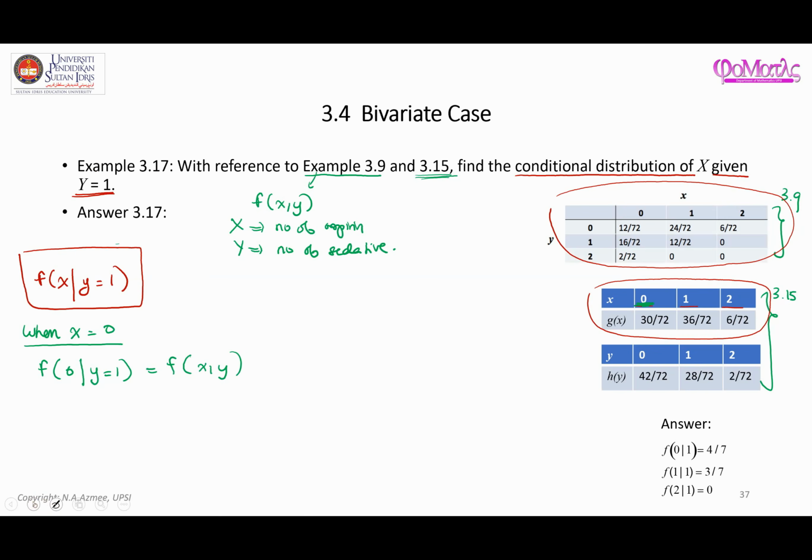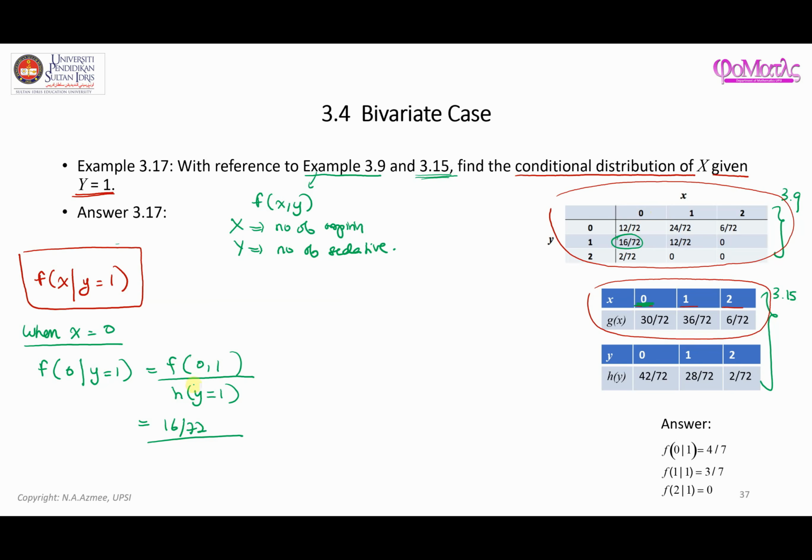So what we have is that xy is the combination of x and y. I'm just going to write down the combination straight away. So the combination is 0 and 1. And at the bottom part here is the result when we have y equals to 1. The answers can be found straight from the table. f01 means you are looking at x0 and y1, which is this value here. So this is 16 over 72.